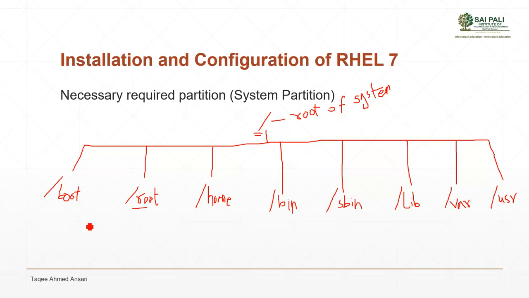Now what are these directories? System directories. You can assume it like this: this is your C drive, and in the C drive you have some system directories. You don't create these directories, they are created automatically. They have their own purposes. But where is the partition? The partitions are not shown.